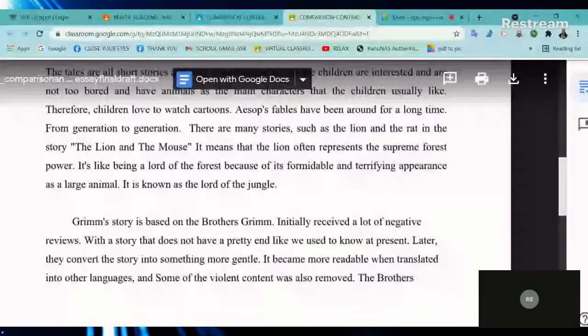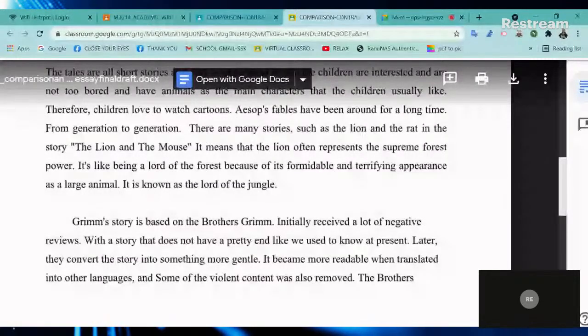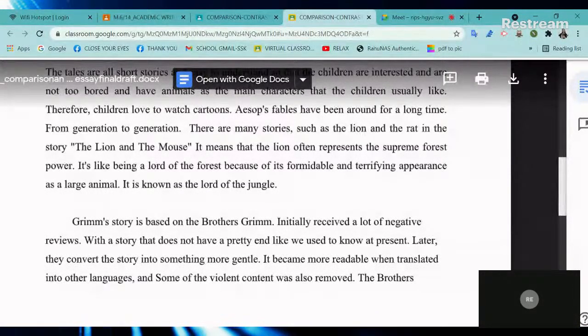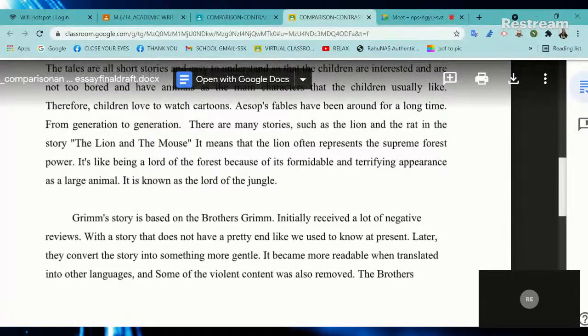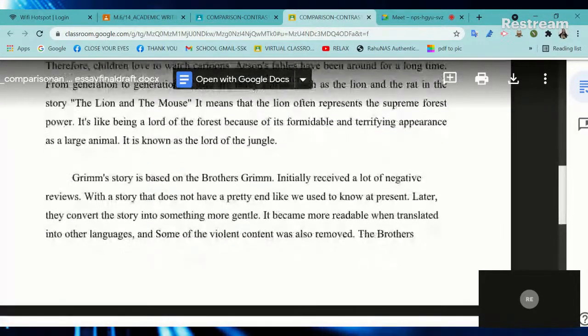Aesop fables have been around for a long time, from generation to generation. There are many stories, such as the lion and the rat. In the story The Lion and the Mouse, the lion often represents the supreme forest power. It is like being the lord of the forest because of its formidable and terrifying appearance. As a rare animal, it is known as the Lord of the Jungle.